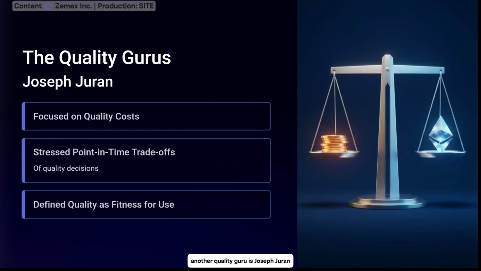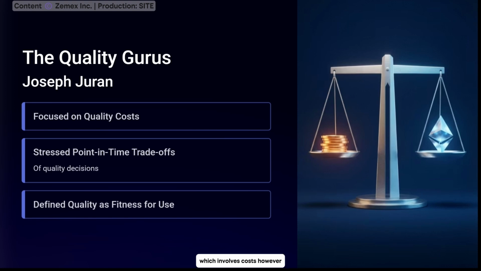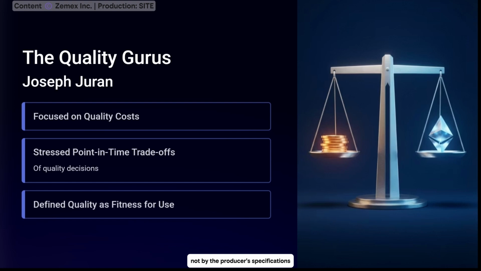Another quality guru is Joseph Juran. Dr. Juran stressed the importance of understanding the cost of quality. It is natural for organizations to invest resources to improve quality, which involves costs. However, there are also costs associated with not meeting customer expectations. Therefore, there is a trade-off between these 2 types of cost. He also emphasized that quality should be defined not by the producer's specifications, but from the customer's perspective, resulting in fitness for use. Quality is a cost.